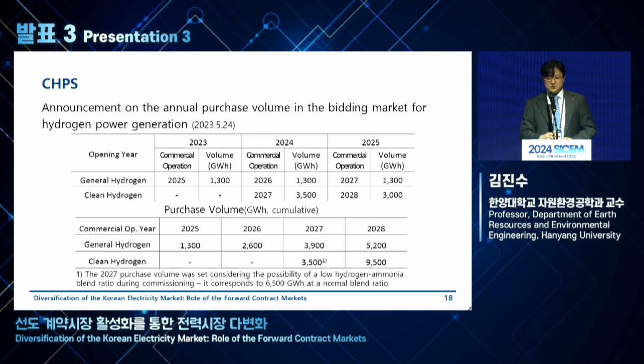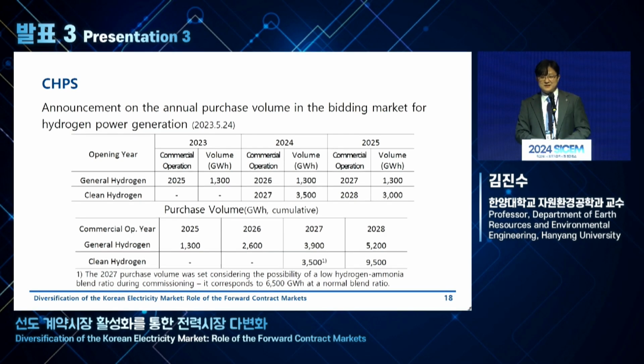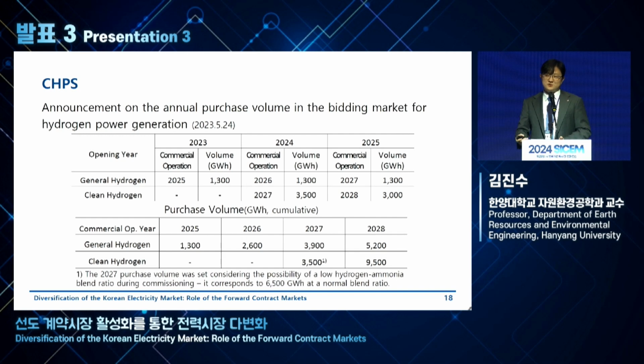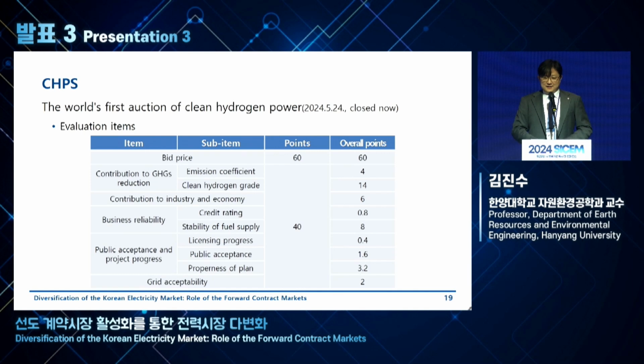So the official purchase volume is as follows. And for clean hydrogen, by 2027, 3,500 gigawatt. And we had a bidding about it. But the preferred bidder was selected only for 700 at this moment, unfortunately.